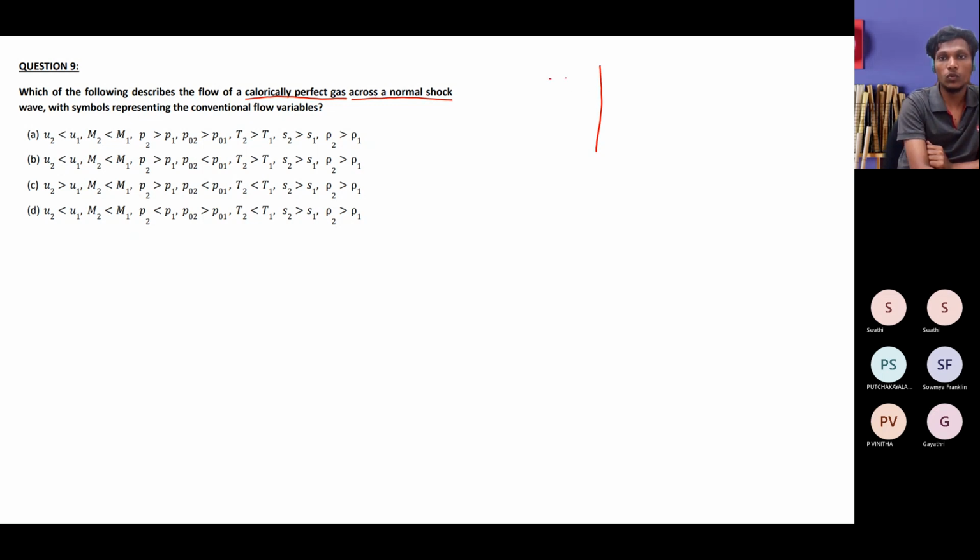If this is the normal shock wave, and we have the flow properties upstream and downstream. In upstream, we can say it is region 1. The downstream, we can say it is region 2. So at the upstream and downstream, we have these flow properties, and this is a normal shock wave.